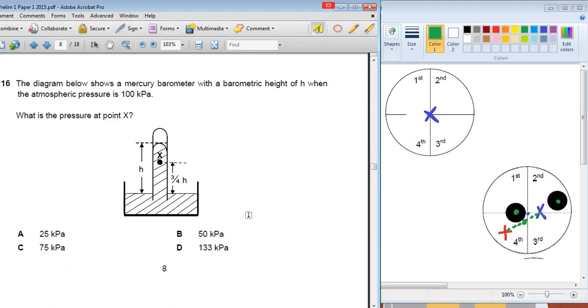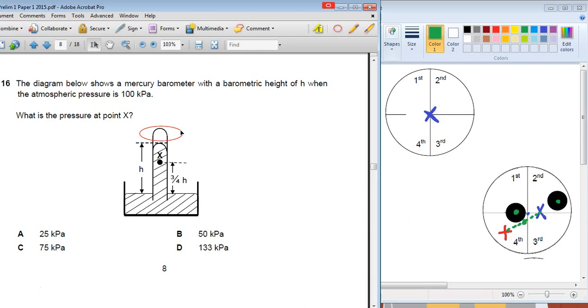Let's move on to your question 16. It is actually an easy question, right? It's a barometer. If you know that this is a barometer, meaning that this portion here is actually vacuum, meaning that it has no pressure, it's vacuum. Why is it that you are finding it difficult?